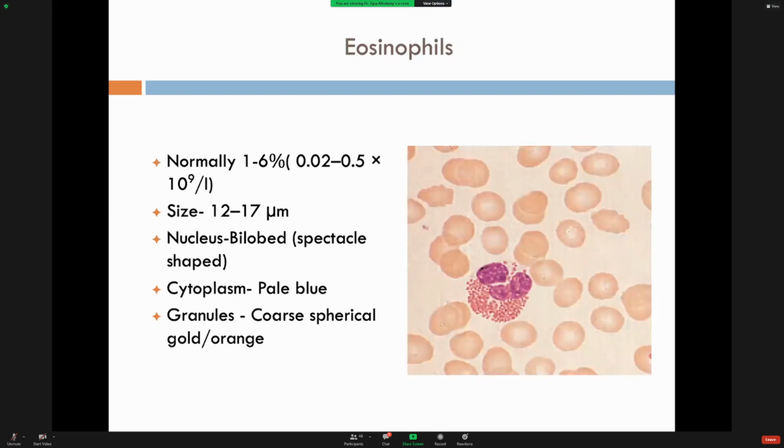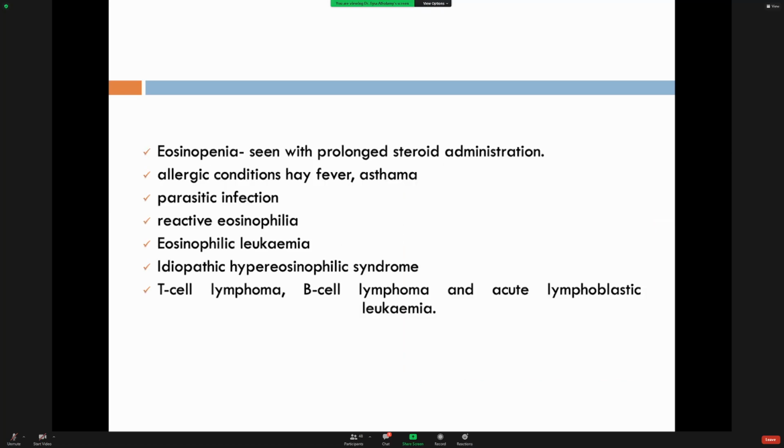This is an eosinophil, clearly an eosinophil. Nucleus bilobed. Cytoplasm is pale blue or orange mainly. The granules are gold or orange, coarse spherical. Eosinophilia you can see with prolonged steroid administration, allergic conditions, asthma, high fever, parasitic infection, reactive eosinophilia, eosinophilic leukemia, something called idiopathic hypereosinophilic syndrome, T cell lymphoma, B cell lymphoma, acute lymphoblastic leukemia. You can see all of them with eosinophilia.